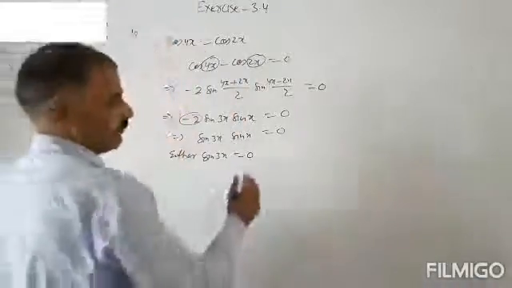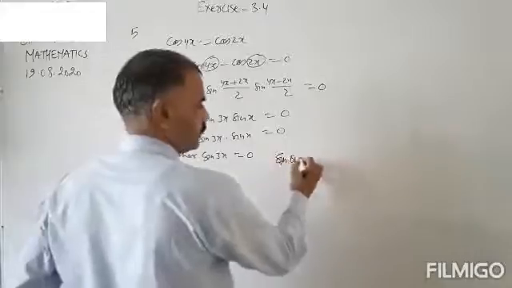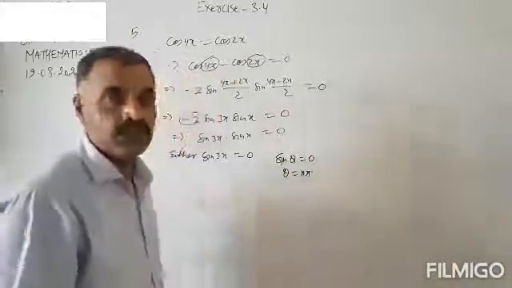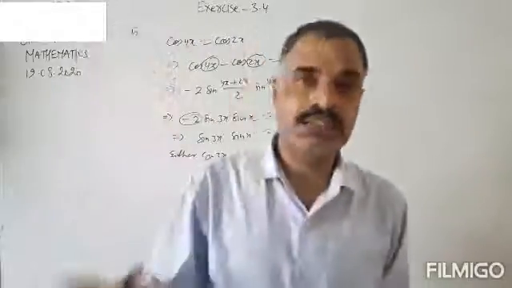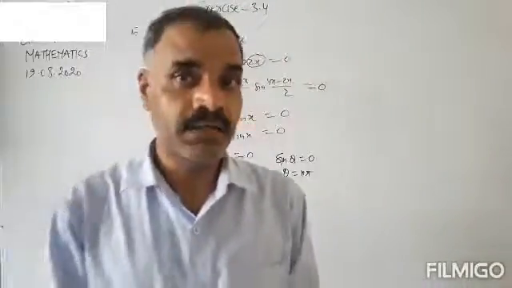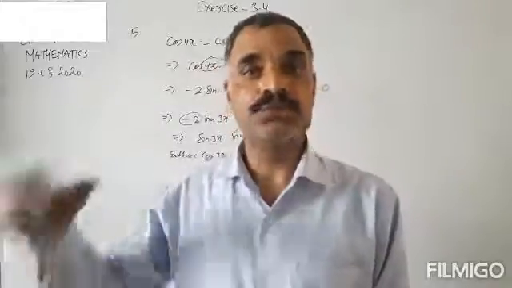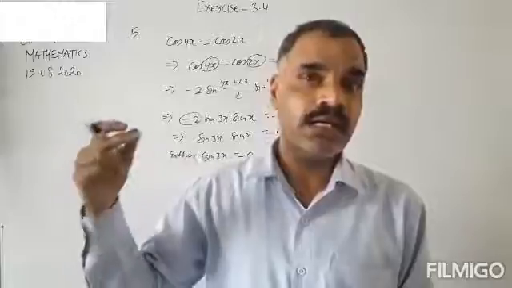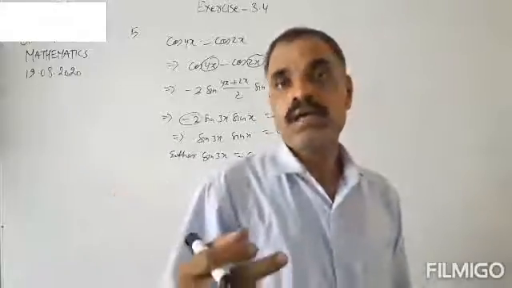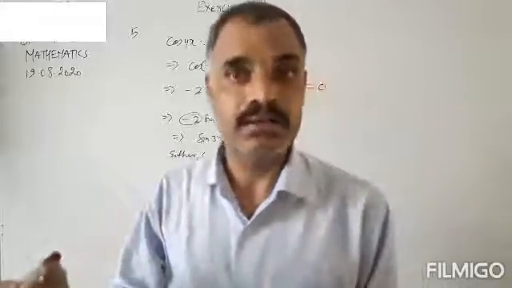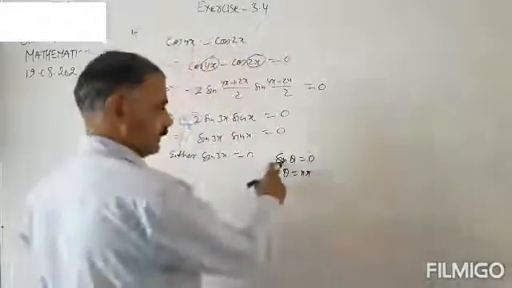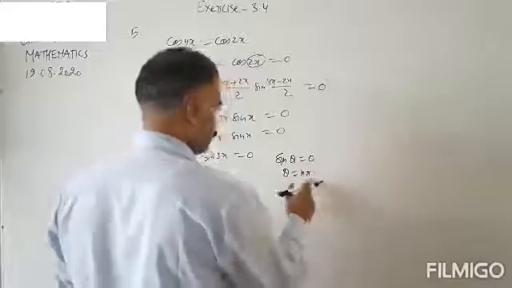It means we know that sin theta equals 0 if theta equals n pi. Either it is 0, pi, 2 pi, 3 pi, minus 2 pi, minus 3 pi and so on. Sin theta equals 0 at the integral multiples of pi. So sin theta equals 0 means theta equals n pi.